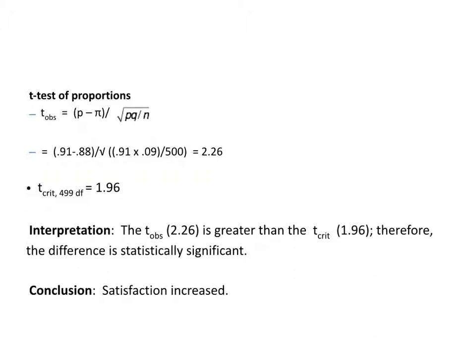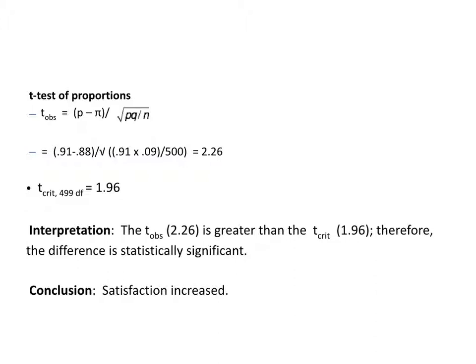Well, the most powerful and straightforward test, I think, is the t-test of proportions. We conduct that test by calculating the t observed as p minus pi, that is the sample proportion minus the hypothesized population proportion, divided by the standard error of the mean for proportion, which is the square root of p times q divided by n.